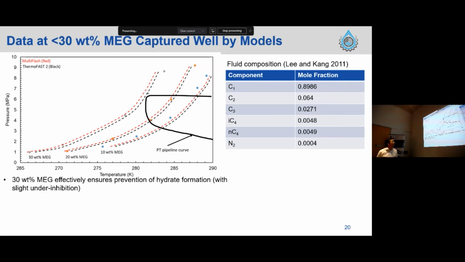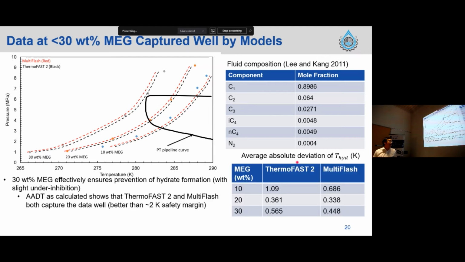And so you can see here that both ThermoFAST and MultiFlash capture the experimental data well at these low MEG concentrations. So these are the average deviations in this table here. And you can see that for both ThermoFAST and MultiFlash, they're less than what's typically used as an industry safety margin of 2 Kelvin. However, because of the other associated uncertainties, such as what's the actual composition of the fluid in the pipeline, how much MEG is actually there in your given local area, or the expected pressure temperature profile, what deviations are going to be associated, there's not actually too much reinforced savings of MEG dosage in this case.